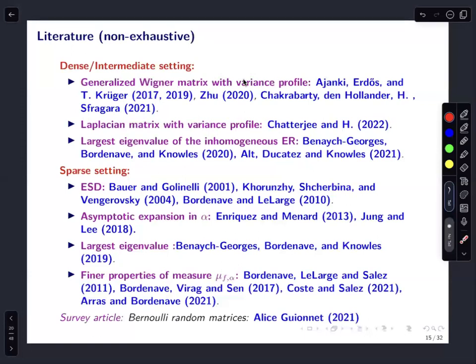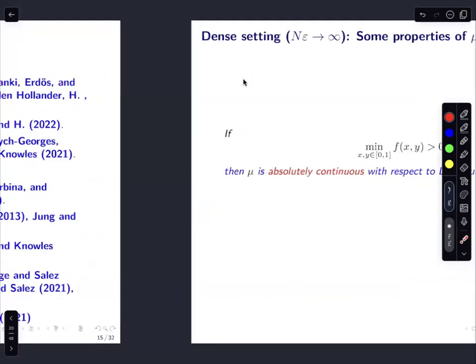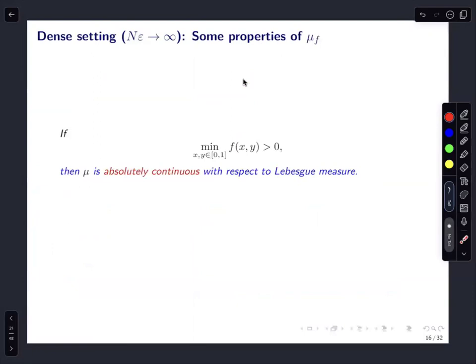A good place to look into these 0-1 matrices is a nice review paper by Alice Guionnet, called Bernoulli random matrices. It has a very comprehensive survey about these matrices, especially in the homogeneous case. So this is just to give you an idea of what the literature looks like. Okay, if you have any questions till now, because then I'll go to the next part of the talk where I describe the properties of mu f.